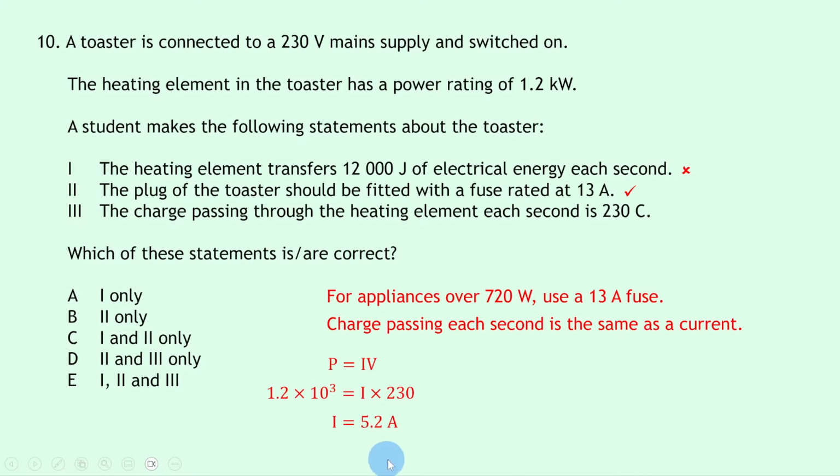And now that we have a current value, we can use the equation Q equals IT, where we're going to use 1 second for the time because we're asked about each second. So this equals 5.2 times 1, which gives 5.2 coulombs. So that means this final statement is false, which means that statement 2 is the only correct one, which gives us the answer B here.